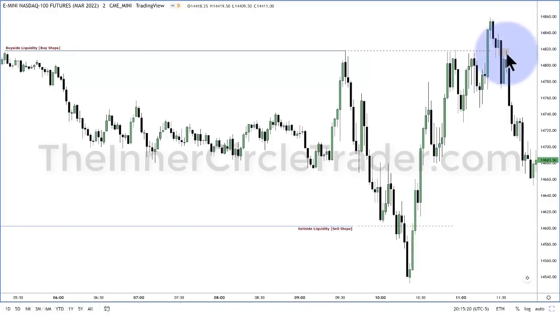But the idea is once it goes up into that imbalance there, and once it does that, as soon as it enters that area, the algorithm that delivers price.